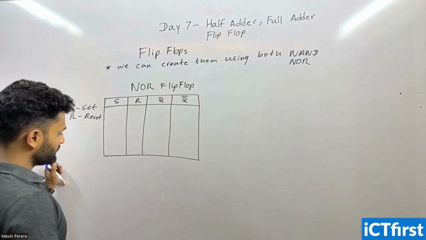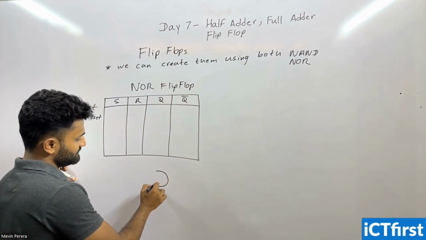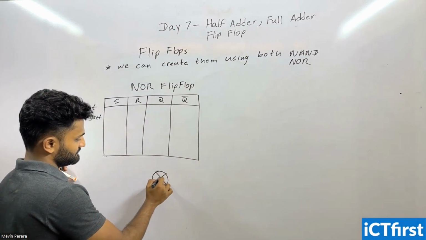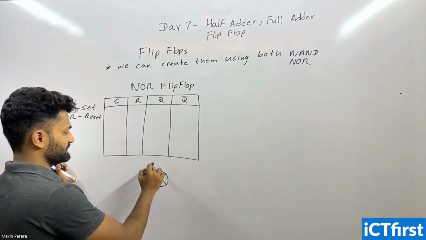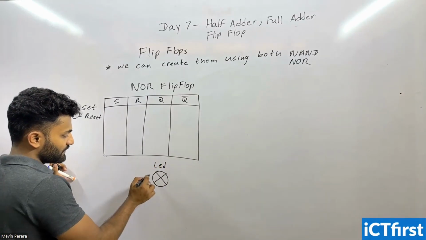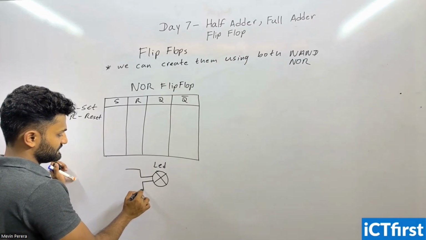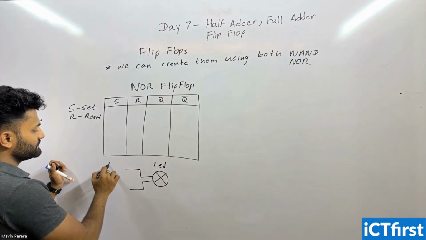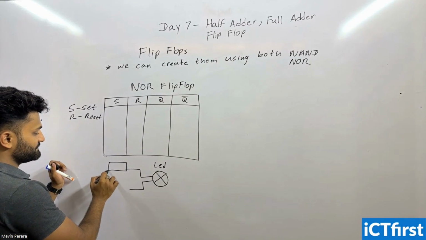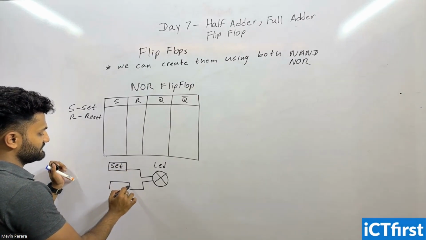Okay. So now imagine there is a light bulb, right? Let's say an LED bulb. Now, in order to control this bulb, imagine there are two separate switches called the set and the reset.